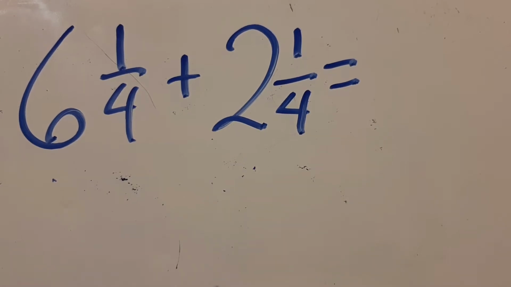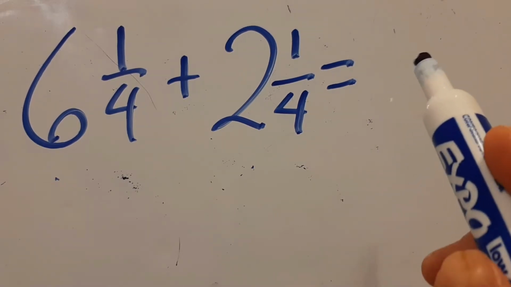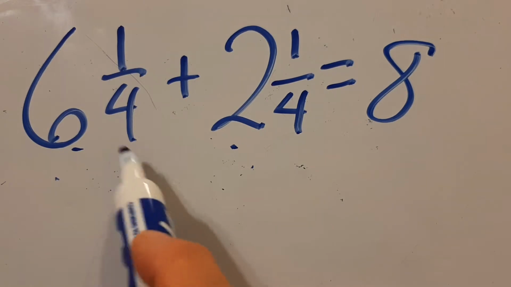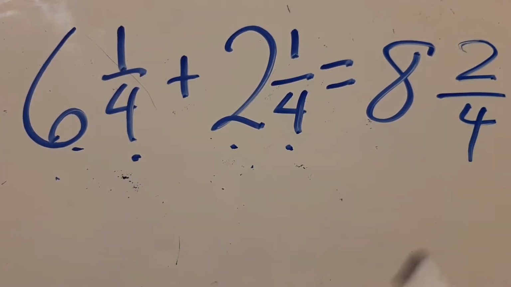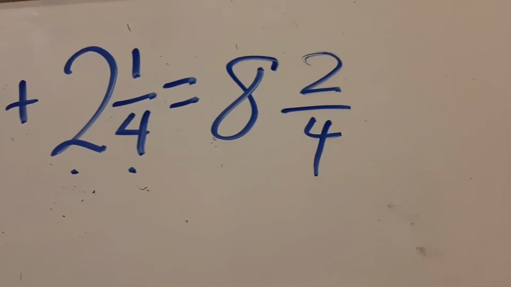You did a really good job on most aspects of your math yesterday, but I want to show you a couple of things. So you do 6 plus 2 equals 8. 1/4 plus 1/4 equals 2/4. Now you know that that is not in simplest form, but I need to show you a couple of things.